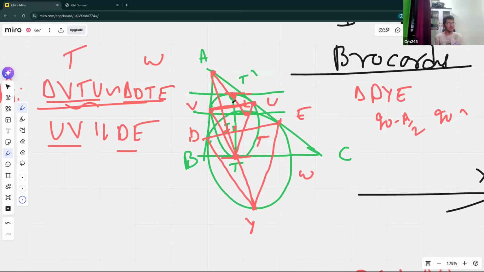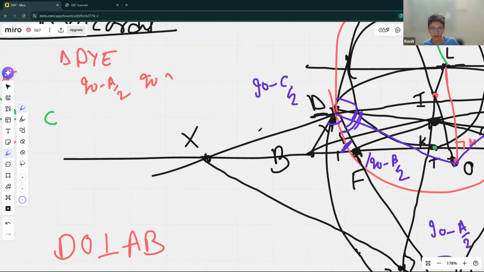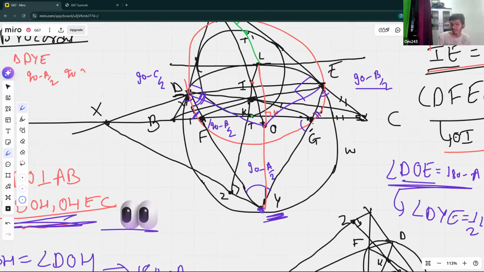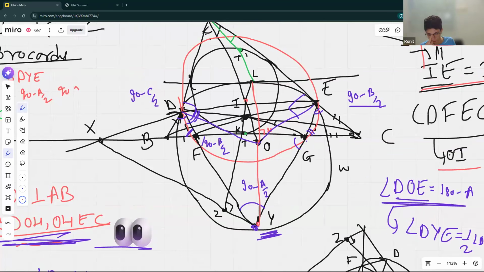So T goes to Y, and because TT' is a diameter and also parallel to LY, LY is a diameter now. So we just need to show that Z lies on the circle, right? Yes, because LZY is 90. So now LY is the diameter, O lies on this line, and because this is a 90, and by Mikhail, Z should lie on DEY. So we're done.